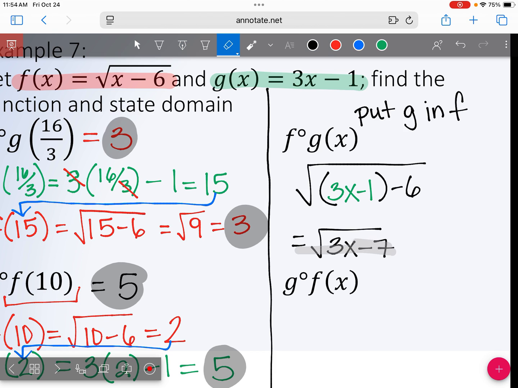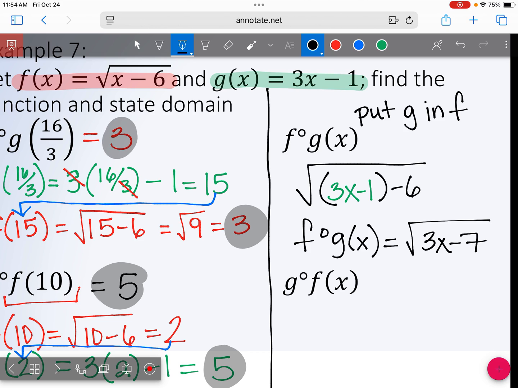Actually, let me pull this over a little bit. So f open circle g of x equals the square root of 3x minus 7. So if I did this first, if I take this 16/3 and put it here, I'm still going to get 3. So there's 2 different ways you could do it. Because 16 minus 7 is 9 and the square root of 9 is 3.